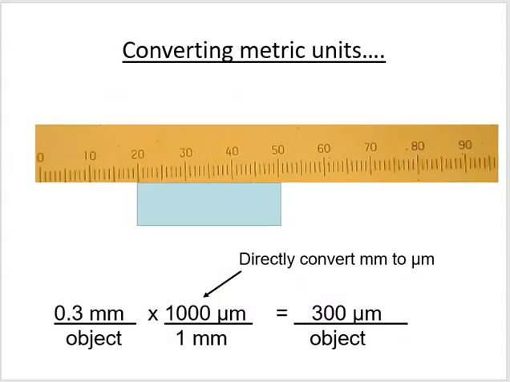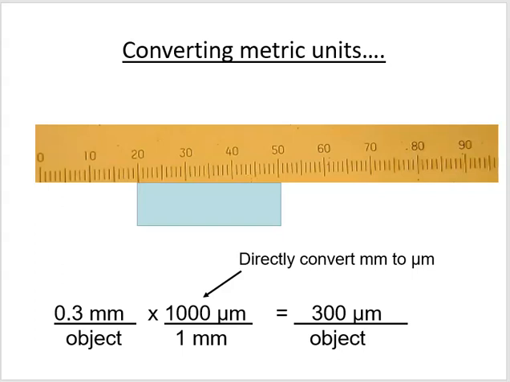So we can do this measurement in millimeters, and it's really easy to do the conversions to micrometers. So we just take this right here, 3/10 of a millimeter per object, multiply it by 1,000 micrometers per millimeter right there, and that's going to tell us that the object is 300 micrometers.